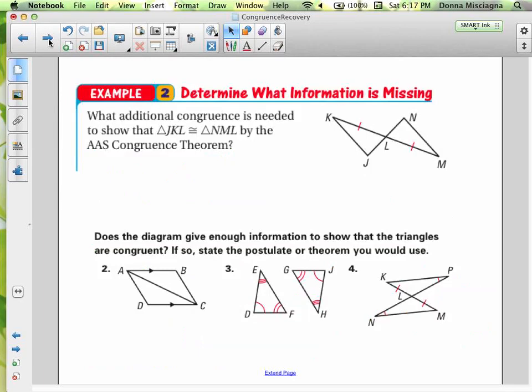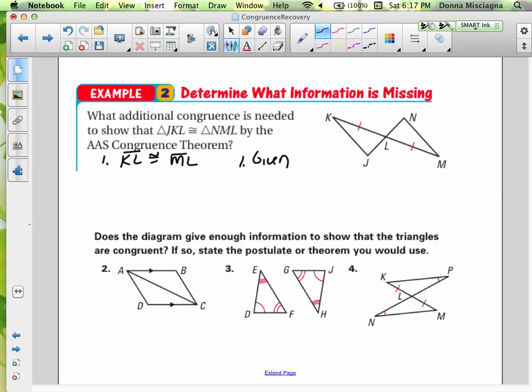All right, so what additional congruence is needed to show that triangle JKL is congruent to triangle NML by the angle side congruence theorem? Here we want it to be angle side. First of all, let's mark what else we know. We've got KL congruent to ML, and that is given. We also know this angle is congruent.